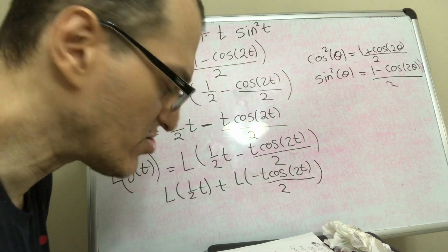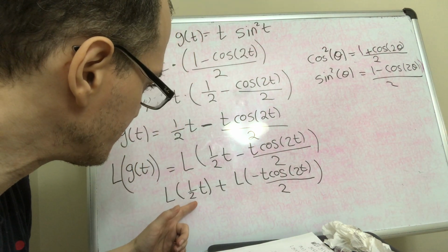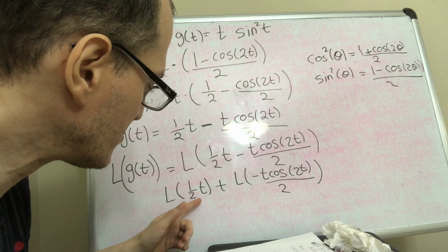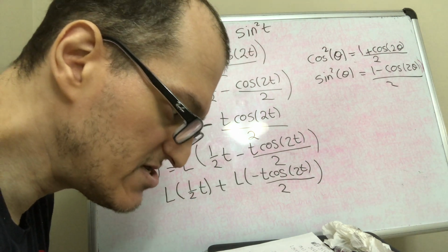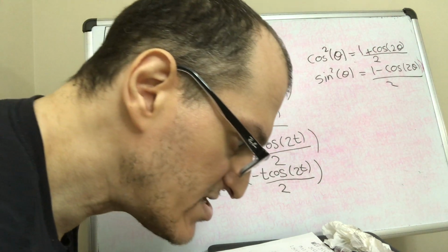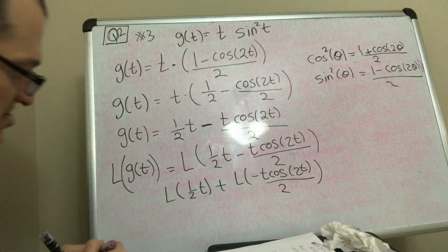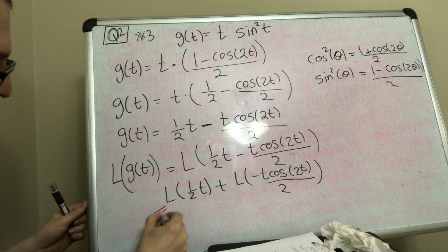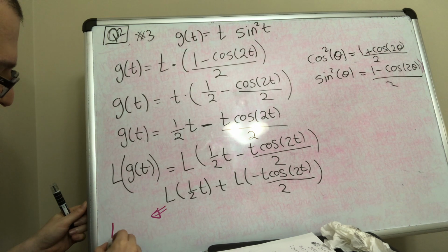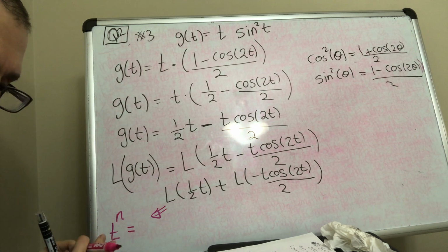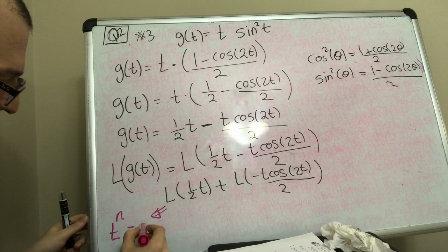Okay, now looking at the rules, forget about the constant, that's t, so that would be the second one. So for this one, I'm going to use the second one, and the second one states if you have t to the n, it would be n factorial over s to the n plus 1.